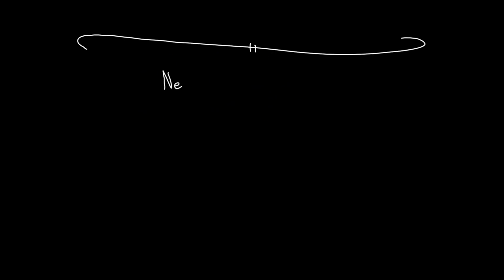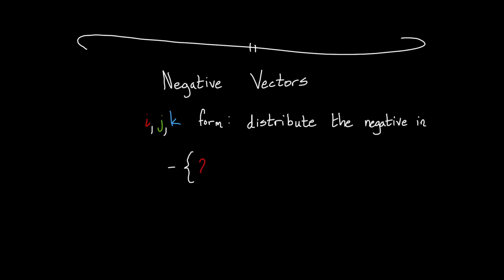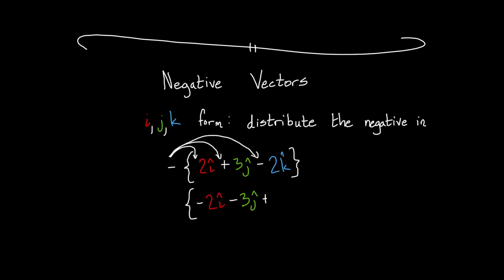Now let's talk about negative or subtracted vectors. To flip the sign of a vector in IJK form, we simply flip the sign of the I, j, and k pieces. The other way to think about this is as distributing a -1 into the IJK form vector.